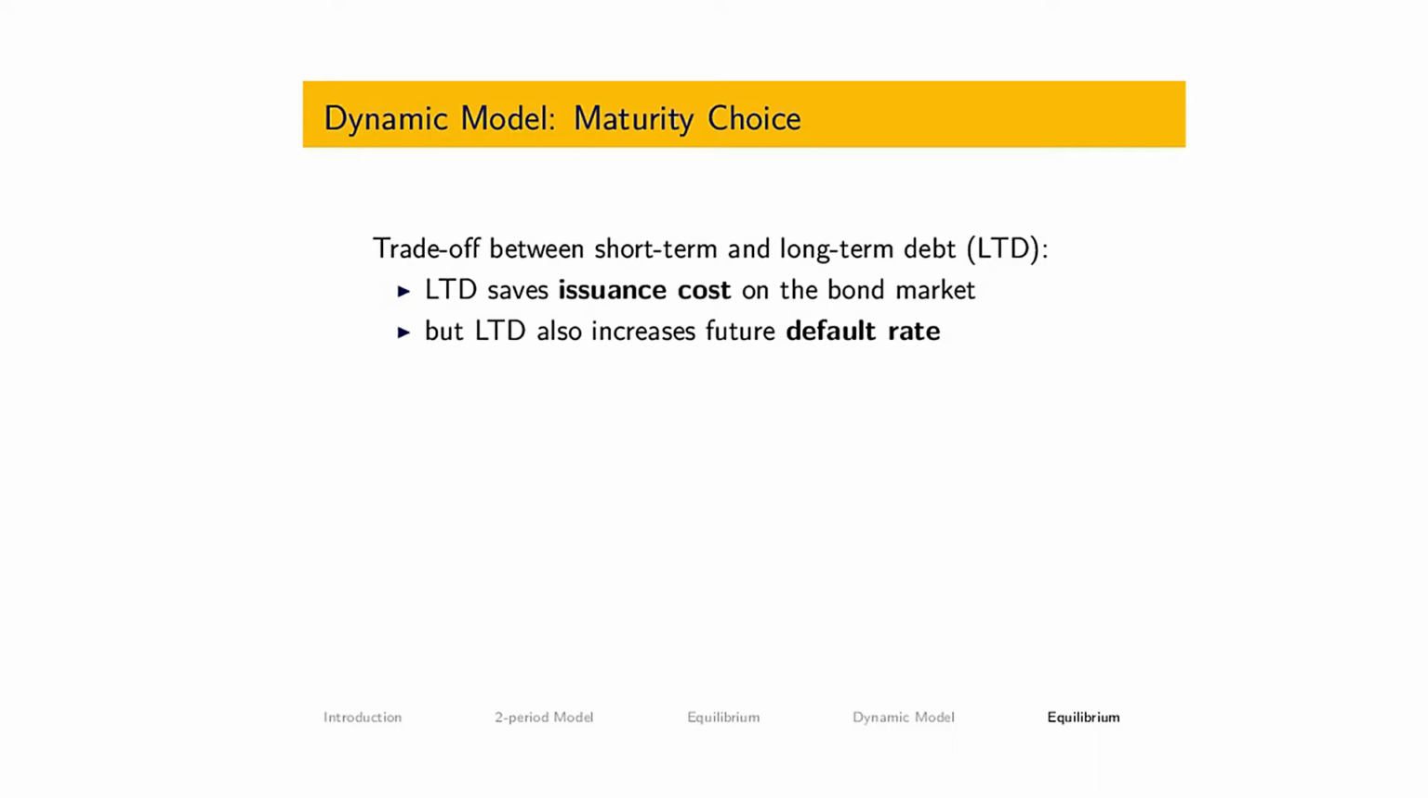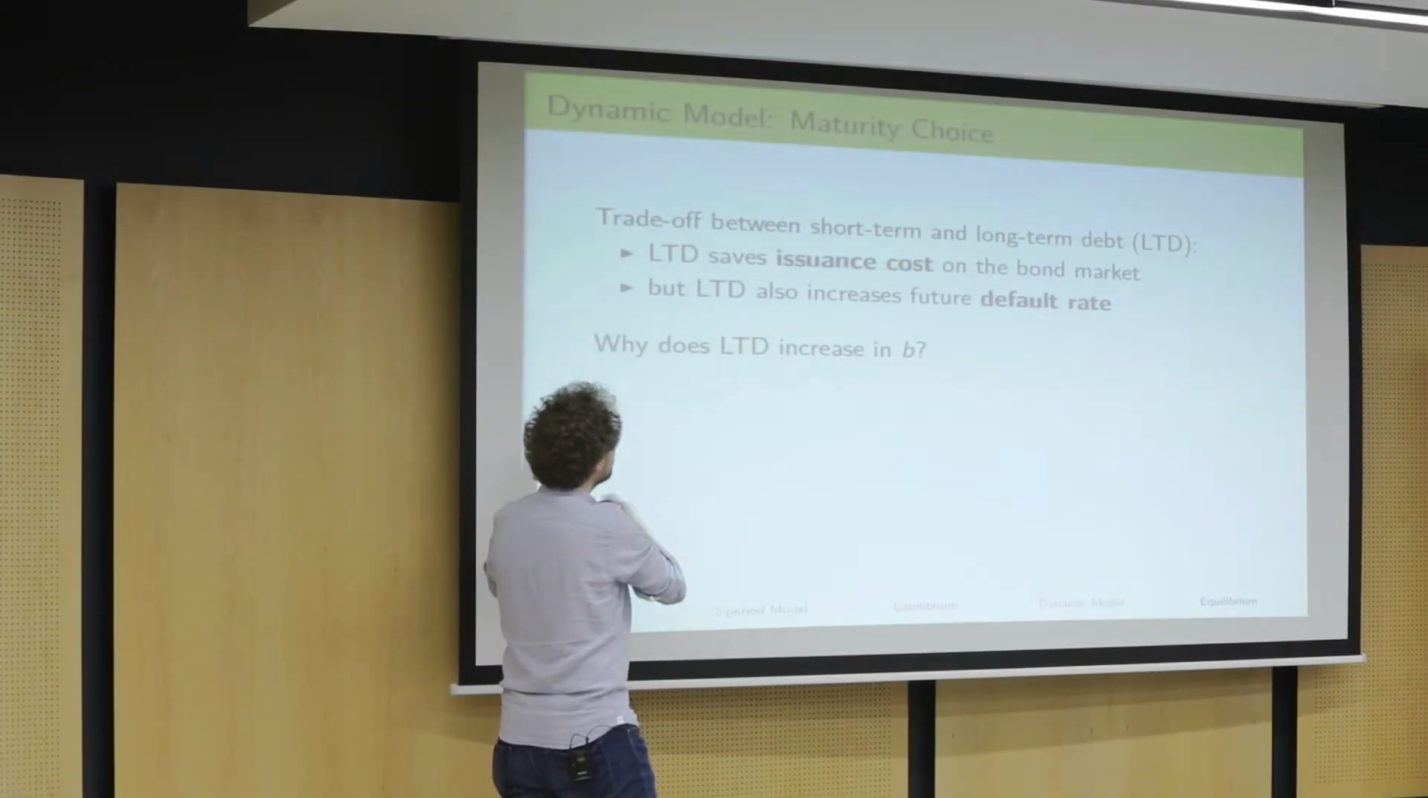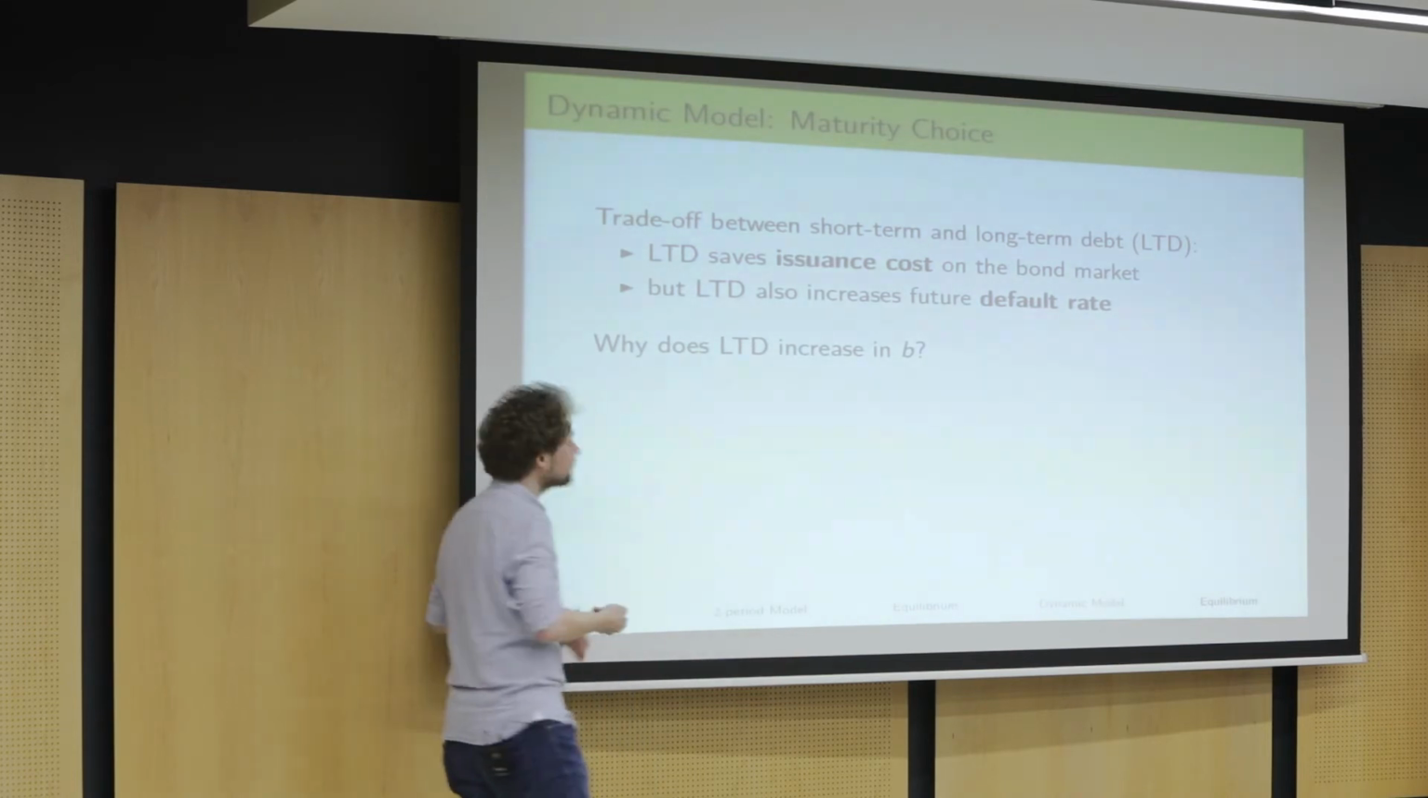And also the creditors know this. So creditors for a firm with high long-term debt already pay a lower bond price today because they know that in the future the default rates will be high. And so now, why does this firm, once you move to the right, once there's more existing debt, choose to have more long-term debt?